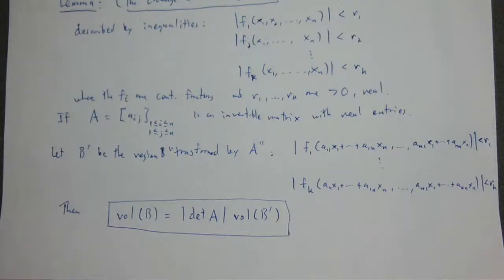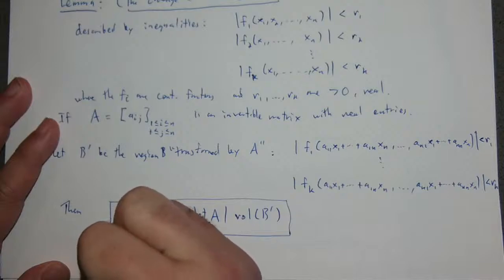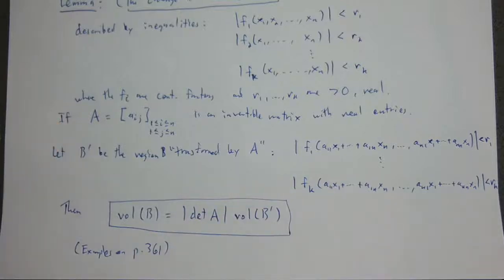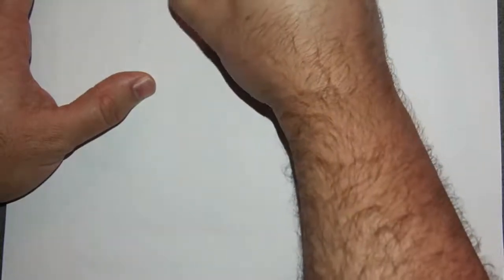Okay. There are multiple examples that follow if you want to see those examples, on page 361. But there is one particular application of this that we are going to be interested in. We need this lemma for a very specific computation. However, we only need this lemma for a very specific computation.